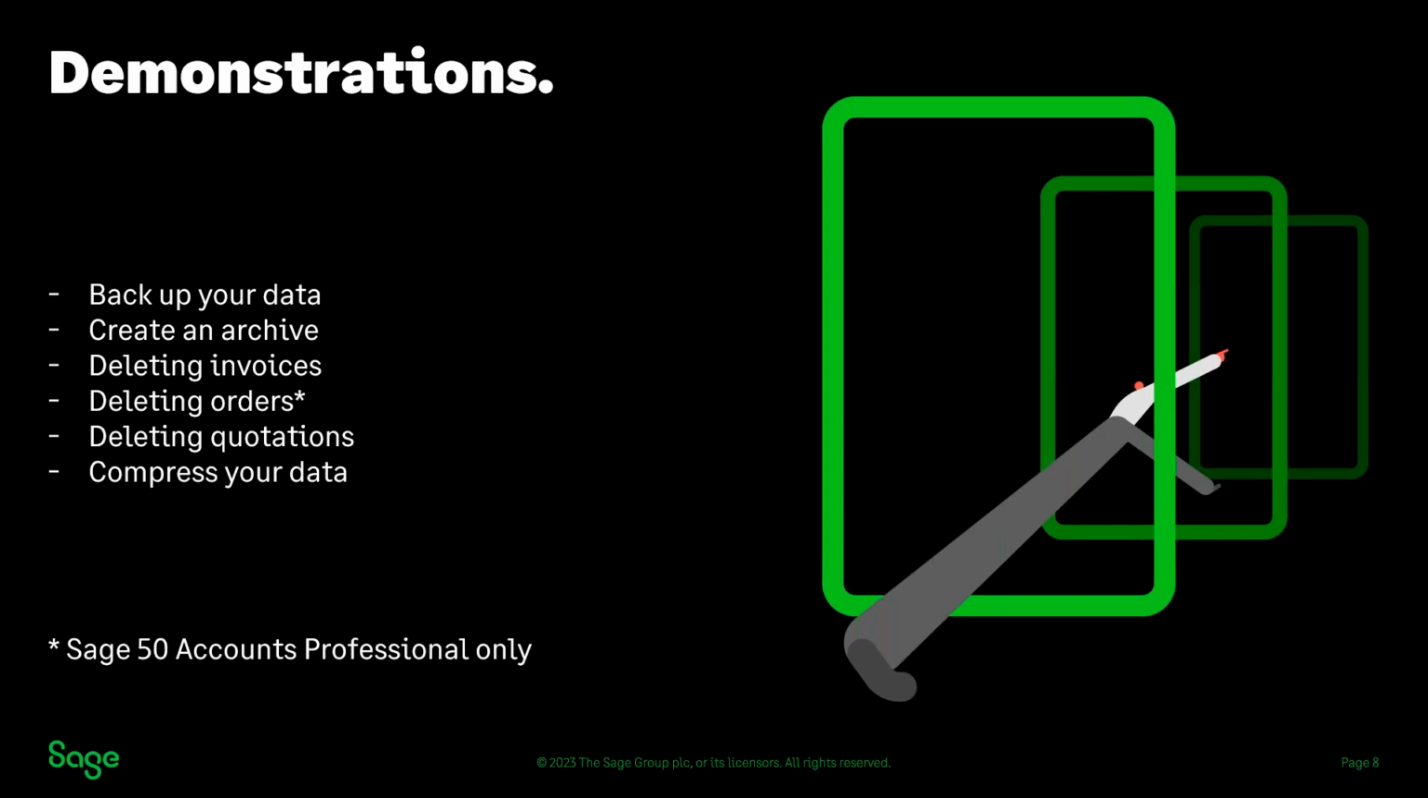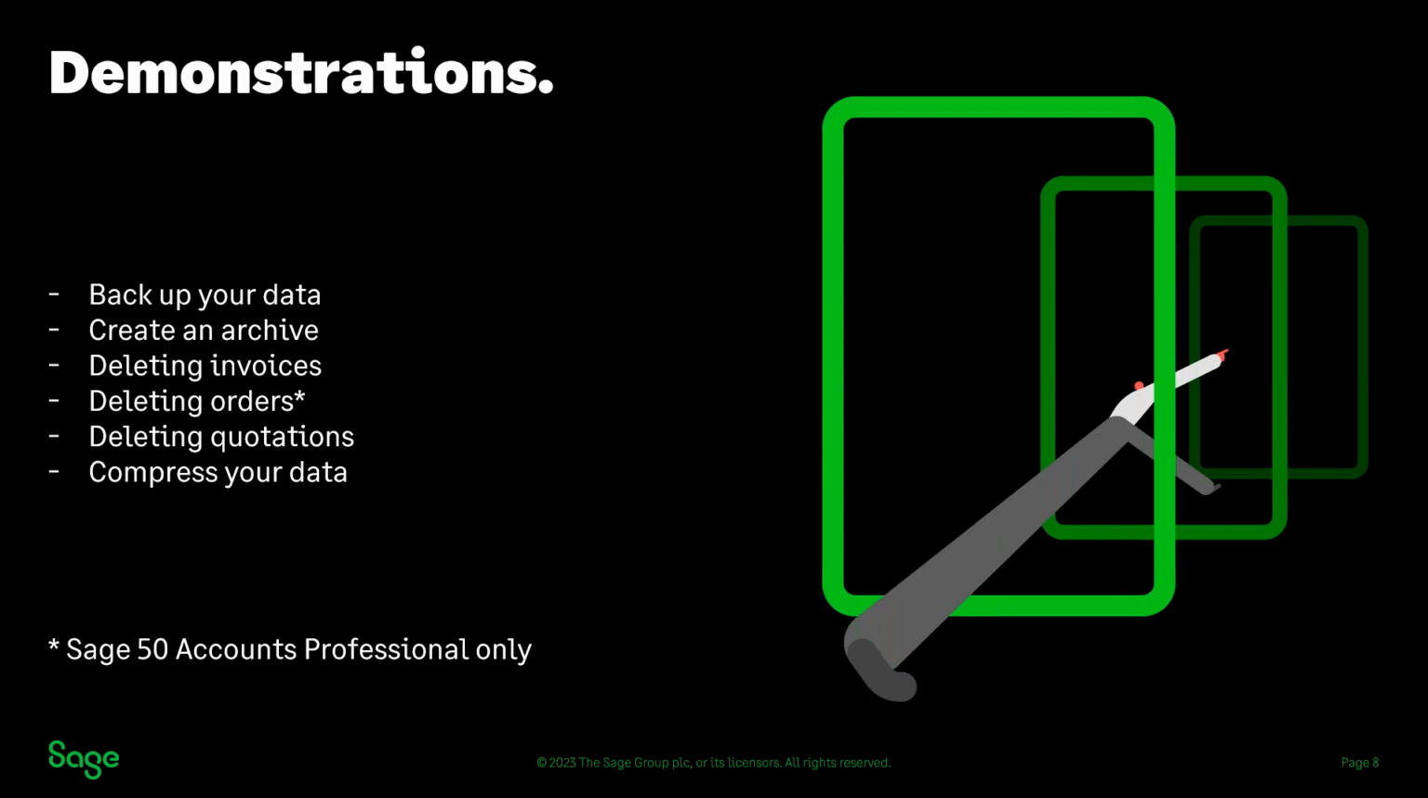Right, let's get stuck into some demonstrations, and hopefully you'll pick up some tips along the way. It's nice and easy to remove records from these areas, but as I say, I'm going to give you a few tips just to help you make that process just that little bit more efficient. So we're going to look at a series of demonstrations, nice and straightforward, these ones. We're going to start with backing up and creating an archive.